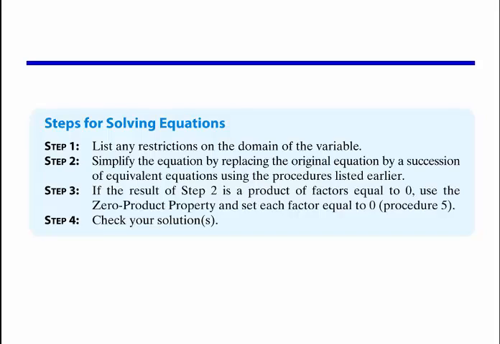And so these are the steps for solving equations. Of course, we always want to list any restrictions of the domain. We talked about that today in class. We're going to simplify the equation. And if the result in step 2 is a product of factors that equal 0, we can use the zero product property. And then, of course, always check your solution.